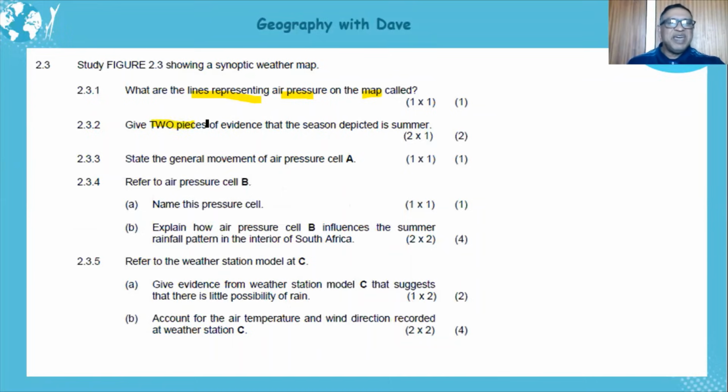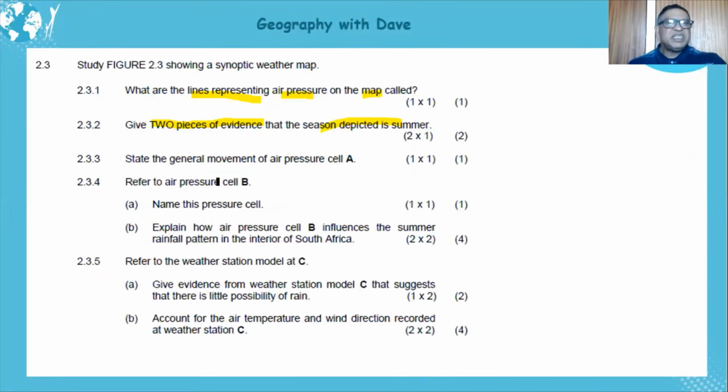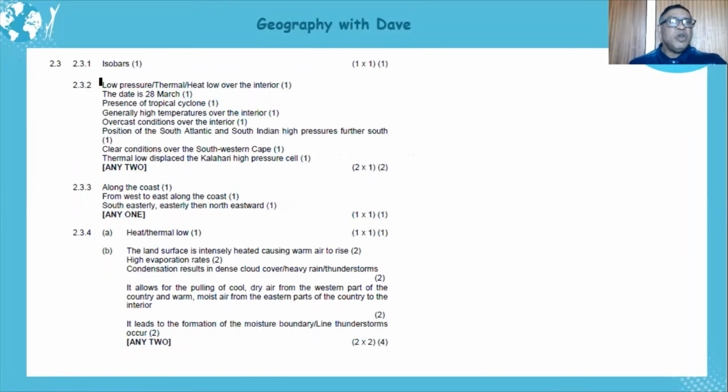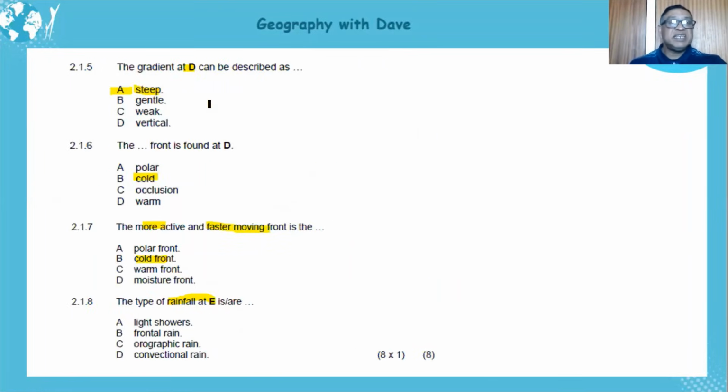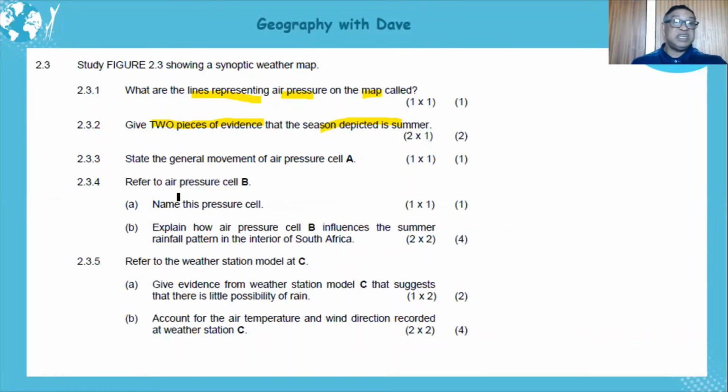Give 2 pieces of evidence that the season depicted is summer. Okay, there are various things down here. The date, which is maybe heading towards autumn, but it's closer to that. I'm seeing more here, tropical cyclone. I'm looking at the general temperatures. You'll see a high. Can you see it? Okay, so let's look at what the examiners give us. Low pressure, thermal low, as indicated here. Can you see it's formed? And you know that happens in summer over the land. That's more than the high pressure, intense high pressures.